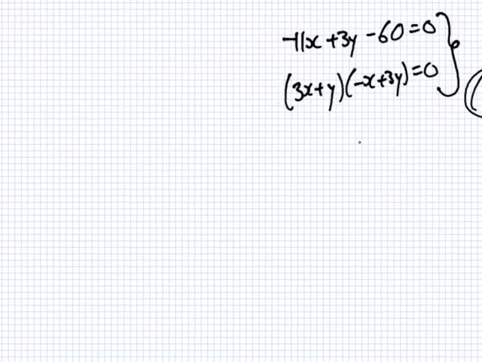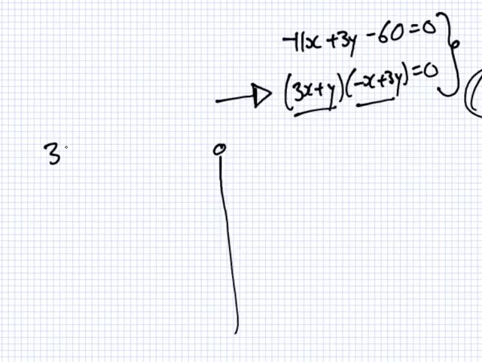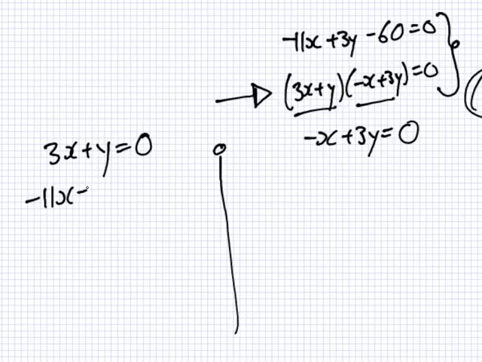So you might think this has not made it easier, but if you look carefully here, this multiplied by this makes 0. That means you have two possibilities. Either 3x plus y equals 0, or minus x plus 3y equals 0. That's the only way you can make 0 here. You still need this to be true though. And here you still need this to be true.